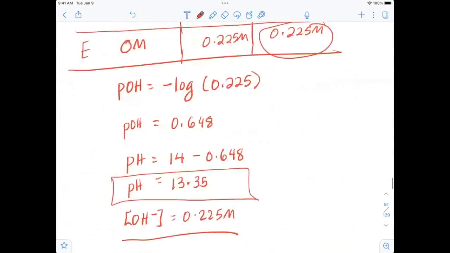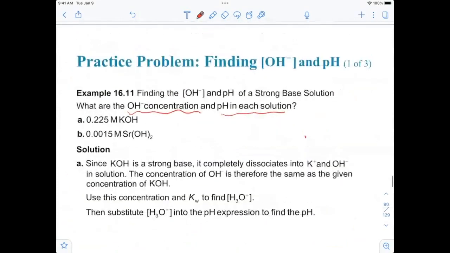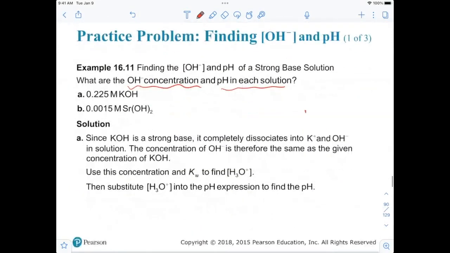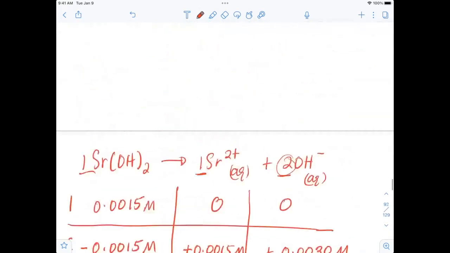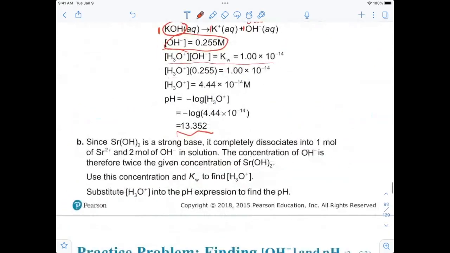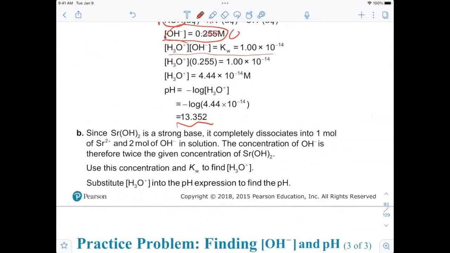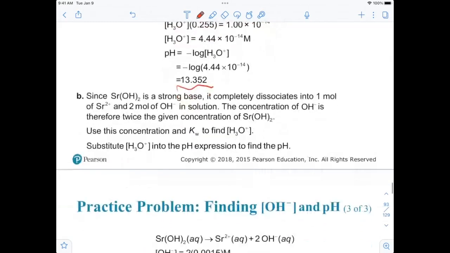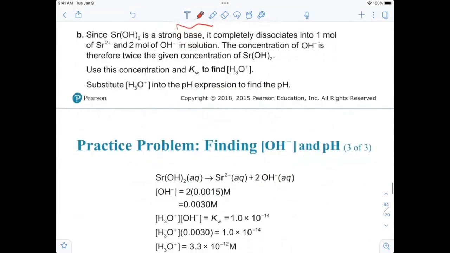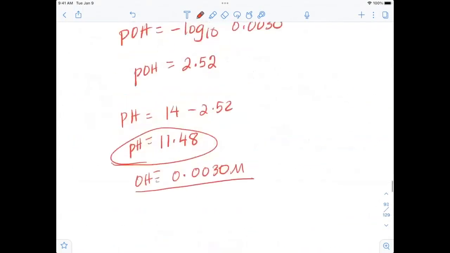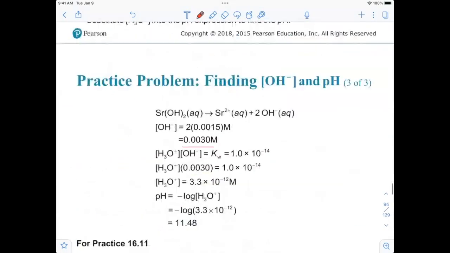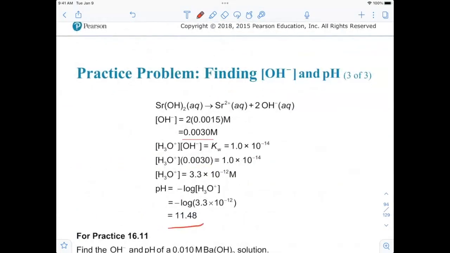Oh, now I see where I kind of messed up. That's why now I see where I got the 0.225. No, 0.255. I was like, where did they get 0.255 from? They messed up right here. It's supposed to be 0.225. I'm not the only one who saw that wrong. And this is going to be ours, 0.0030 right there. Let's see, does that match what we have? Yep. And the pH, 11.48.